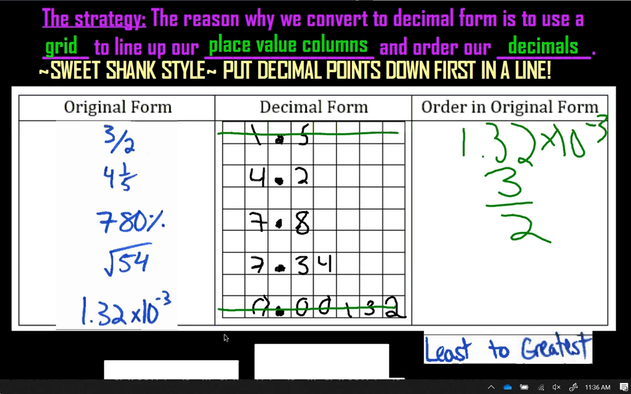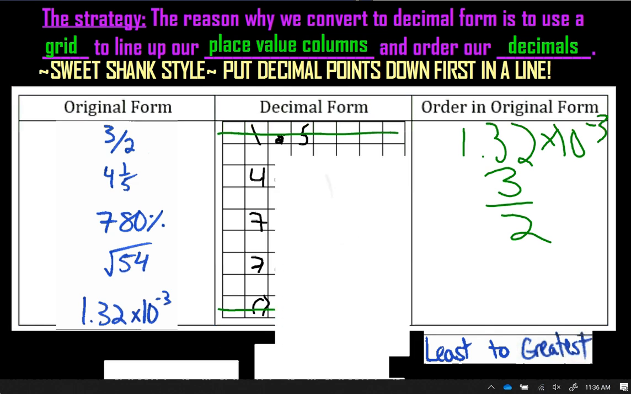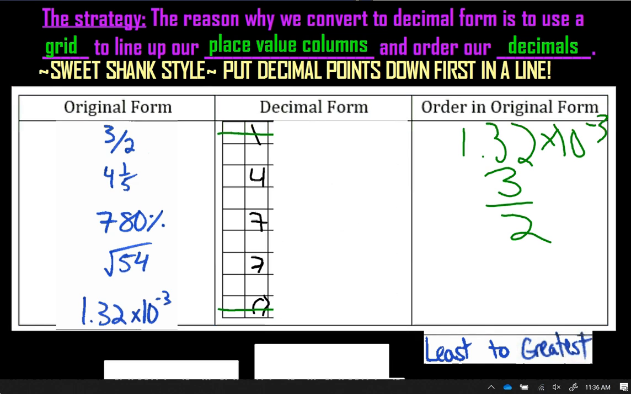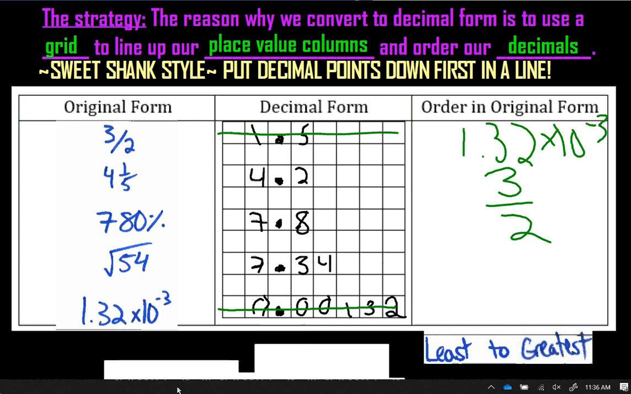So now, of the ones remaining, which one is the smallest? It's going to be the one with a 4 in it. And so we say, alright, in original form we have 4 1/5. Cross it out, and now, okay, here's the tricky part.